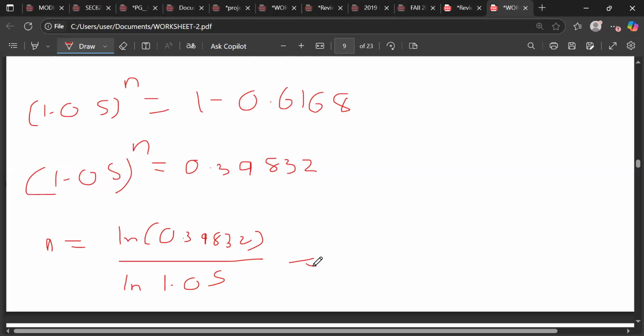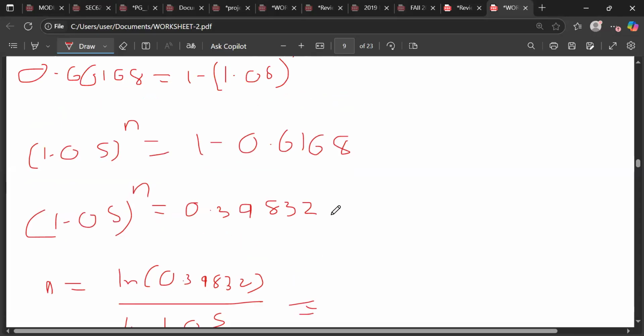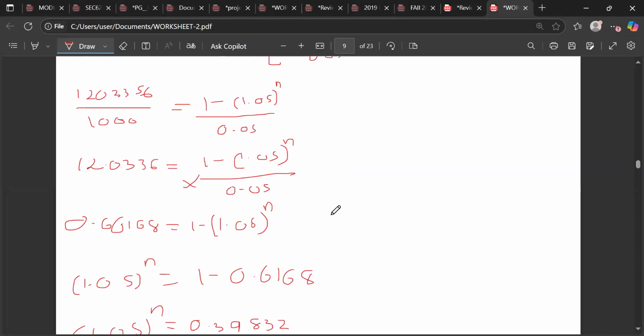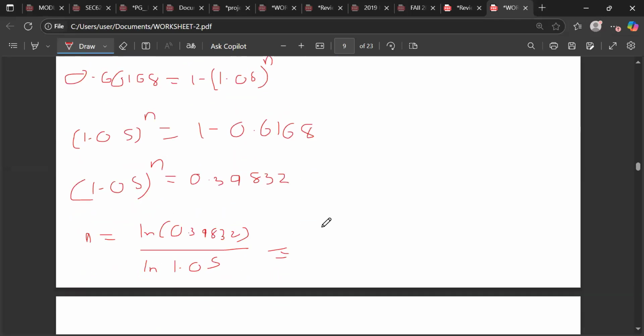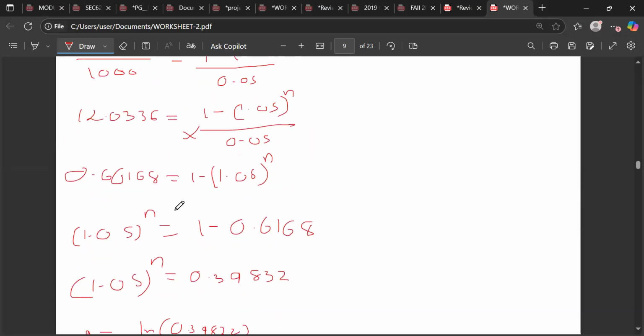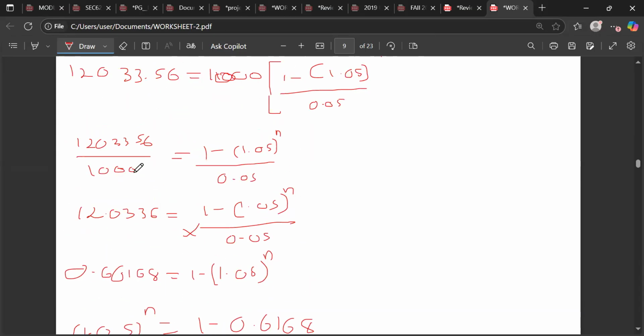I think I'm behind. At what point? The point where we put 12,033.56 divided by 1,000. Yes, here, this point. Up to there, I'm clear. Now from there going onwards, I haven't understood. Okay, so when we divide this part, this remains 12.0336 on this side. Now we're left with this other side here.